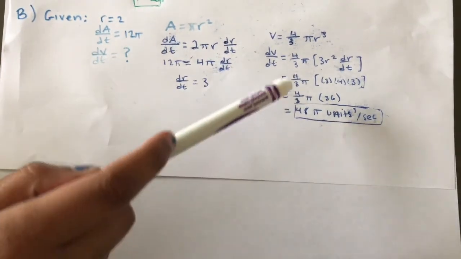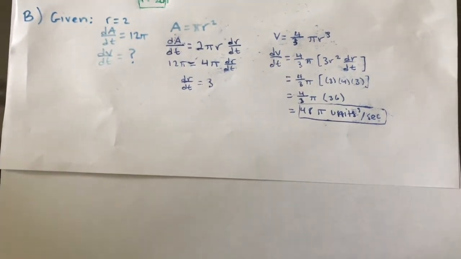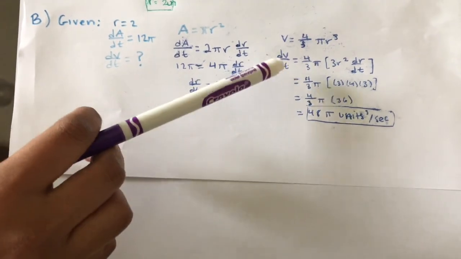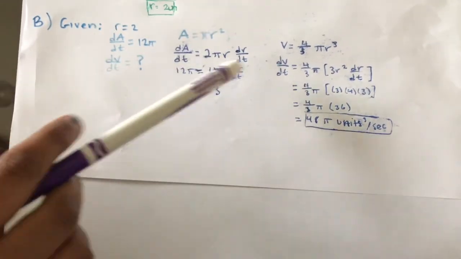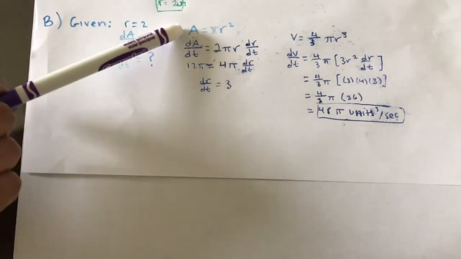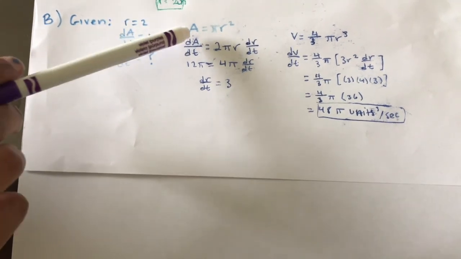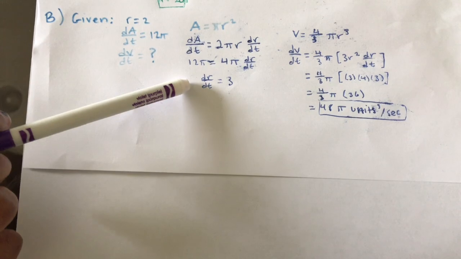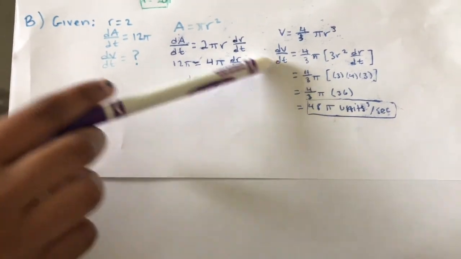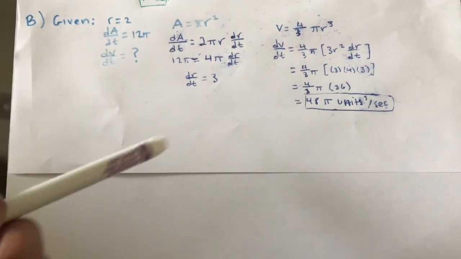The equation for volume that we start with is V equals 4/3 pi r cubed, and we have to differentiate this to find the change in volume. But we need to find dr/dt first, so in order to find that, we have to use the area equation, which is A equals pi r squared, and from that equation we get that dr over dt equals 3. Once we plug that into the dV/dt equation, we get that dV over dt equals 48 pi units cubed per second.